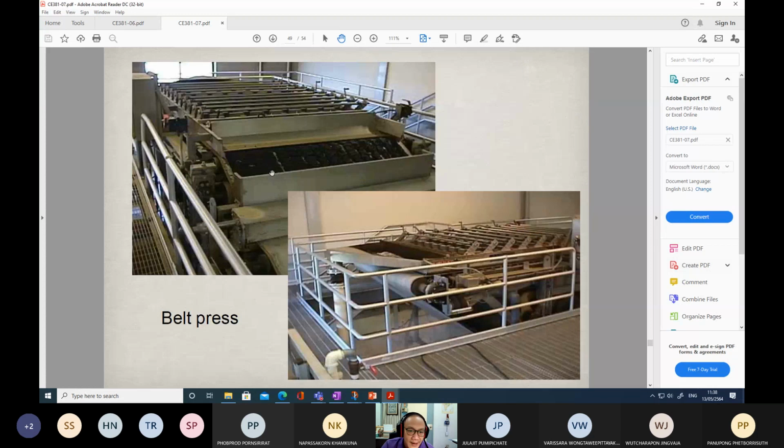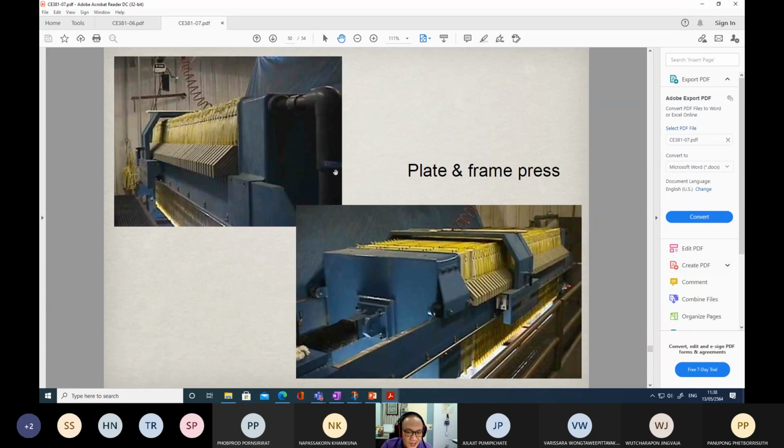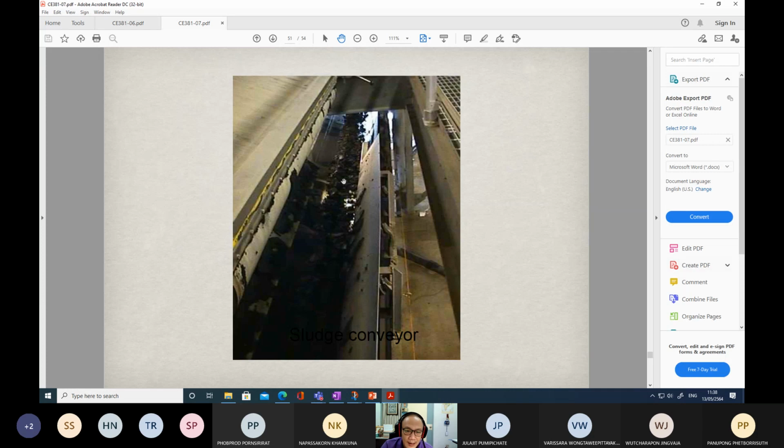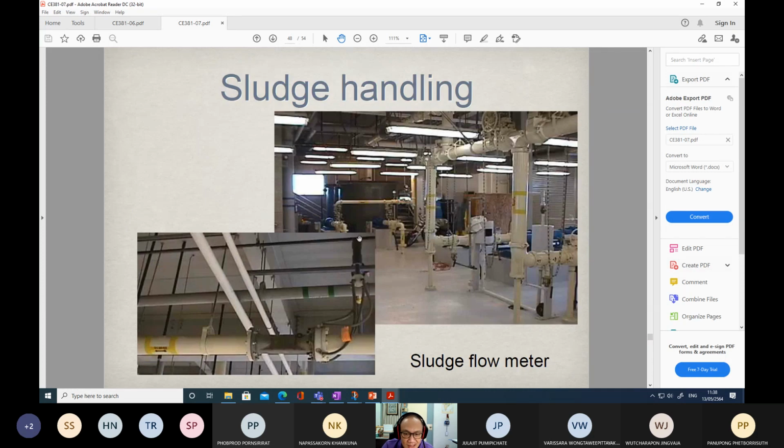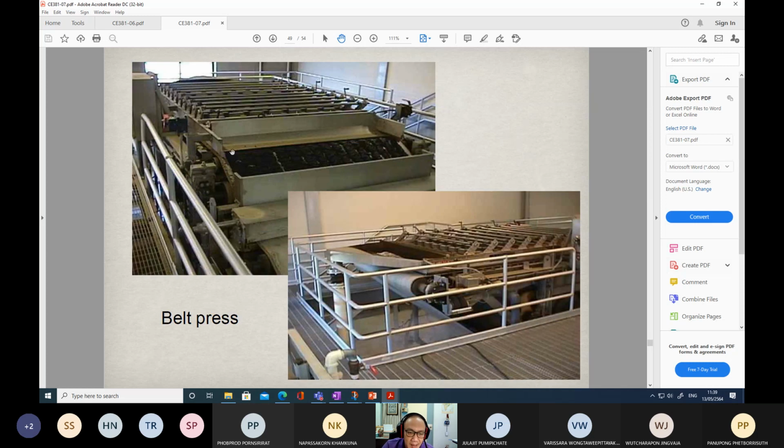Okay, so finally we get the dry sludge or the sludge cakes here, like this one. So it's a large facility. These are all the facilities used to handle the sludge. The digested sludge enters these equipments before being dewatered like this.